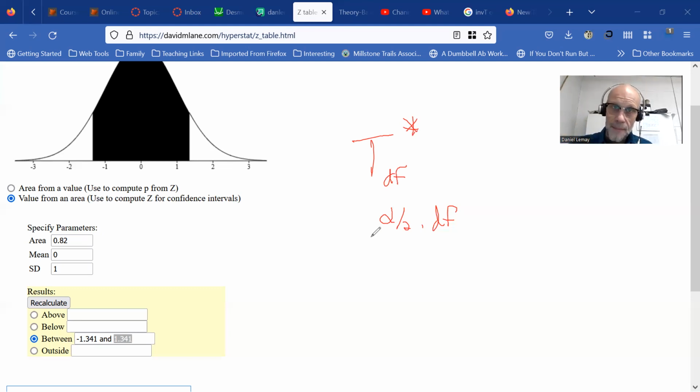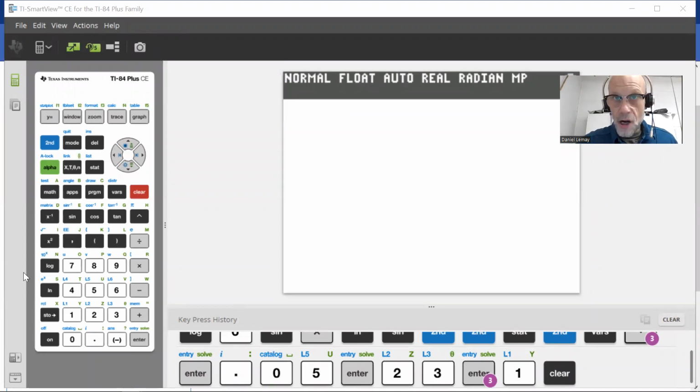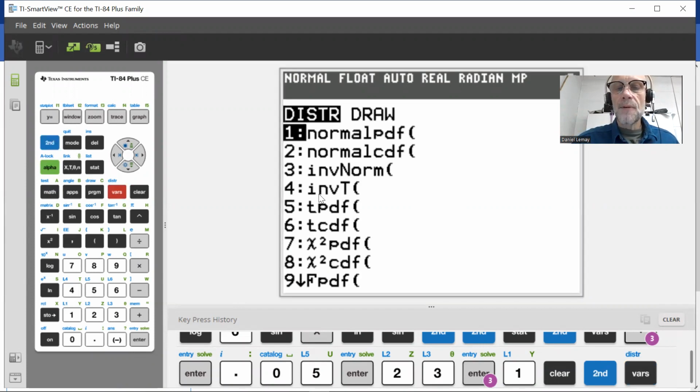So what if you do a MyOpenMath assignment and you need to find that critical value of t? Well, if you have a graphing calculator, and I don't want you to go out and buy one, it wouldn't be worth it. Okay, if you have a TI graphing calculator, the way you access it is called an inverse T. In other words, you're undoing finding the probability for the t distribution. You do second, distributions, and then you see number 4, inverse t. You can either come down to it or type a 4.